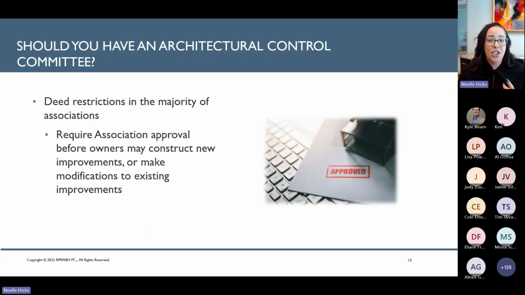All right, so the association is empowered to enforce architectural restrictions that typically requires them having an architectural control committee in place, right? The ACC, the Architectural Control Committee, is a body that's charged with processing applications for improvement and determining whether applications comply with the applicable or the current restrictive covenants. Now, it's important, again, to check the governing documents for the POA's authority to actually create an ACC.